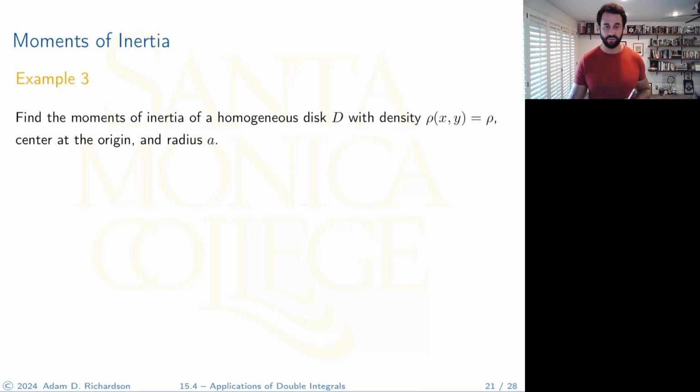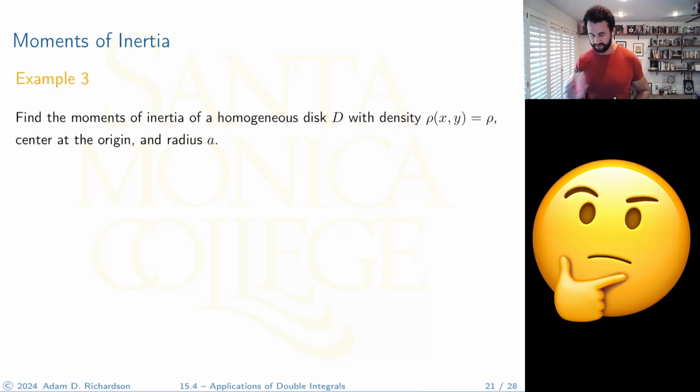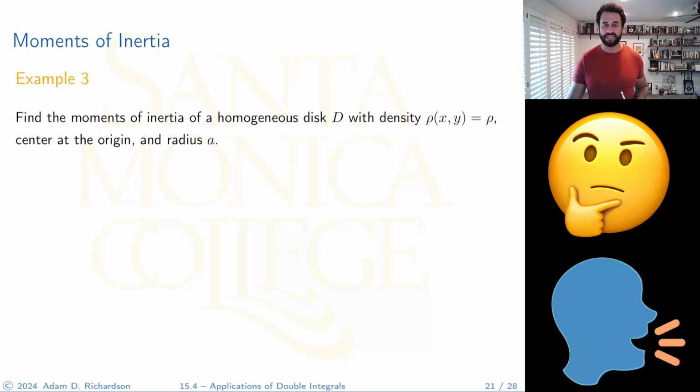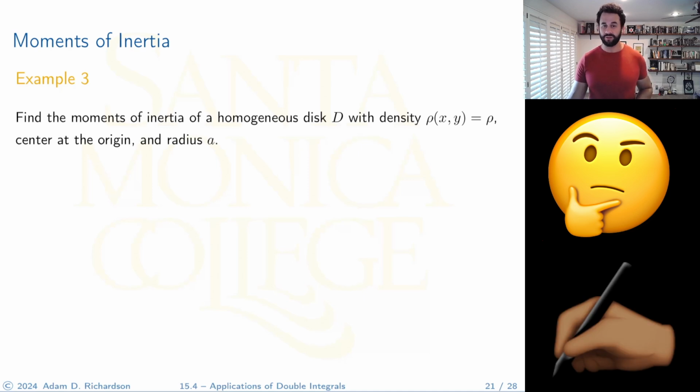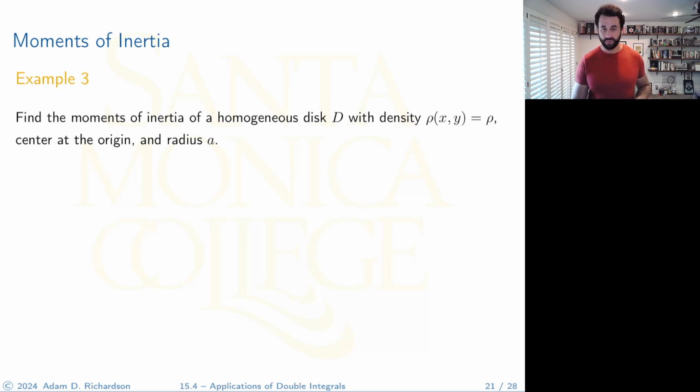Okay, so think for a minute about how you would approach this. And then, as always, say something out loud to give your brain that boost. And now try to work it out on your own. Find the moments of inertia under these conditions. All right, here we go.